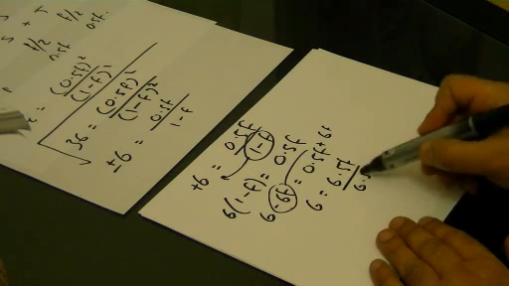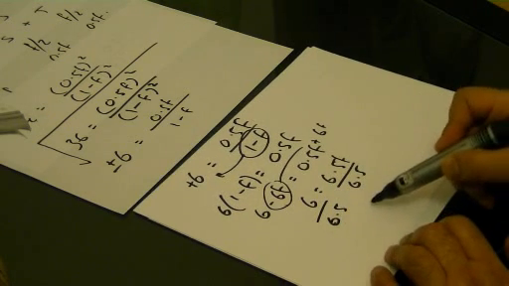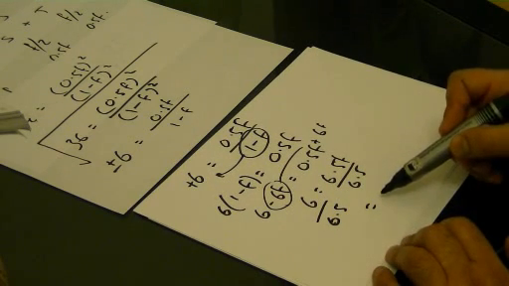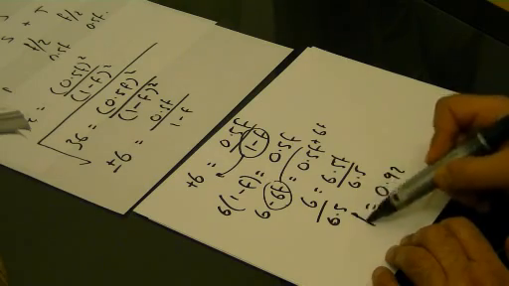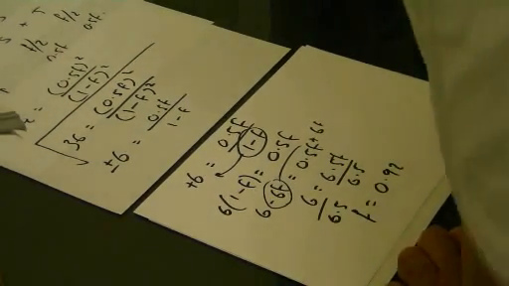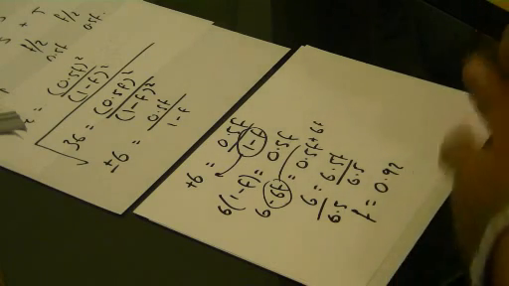Divide this by 6.5 and divide this side by 6.5. It gives me an answer of 0.92. I think 0.92. Yes, the answer is 0.92. And that's how to work that out.